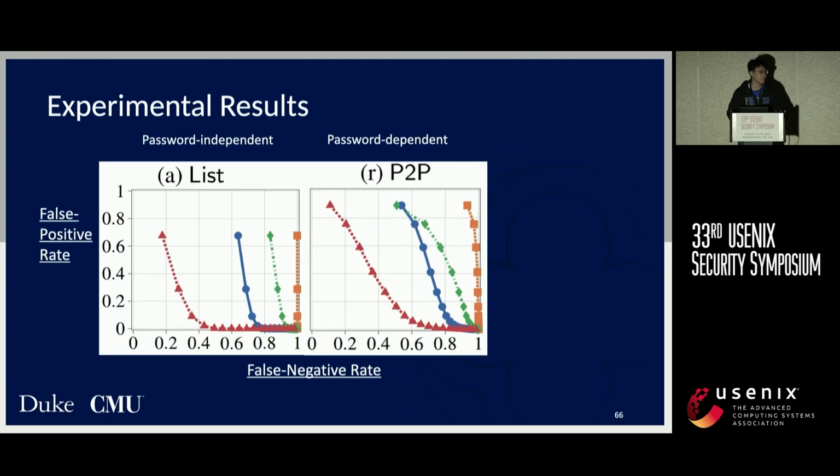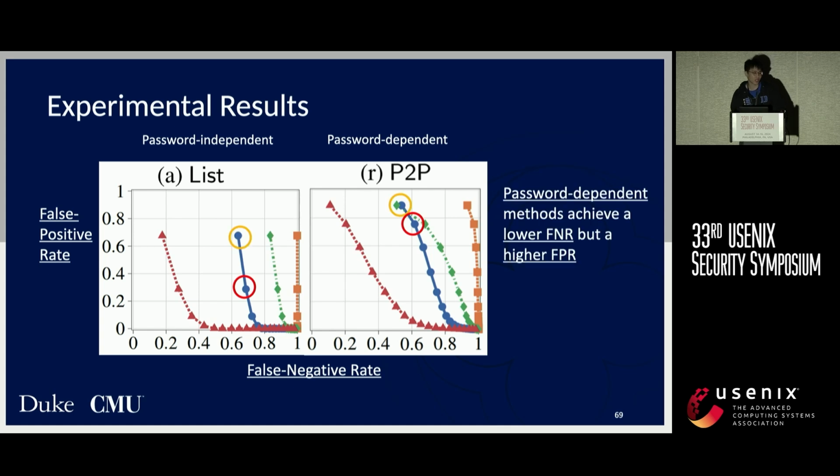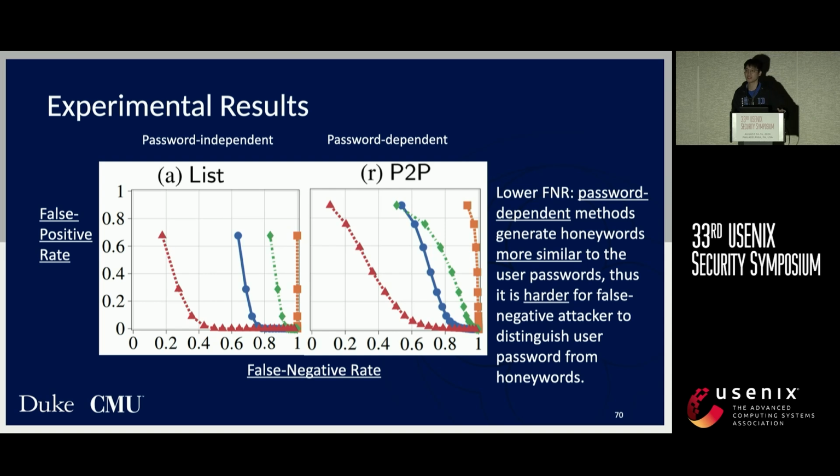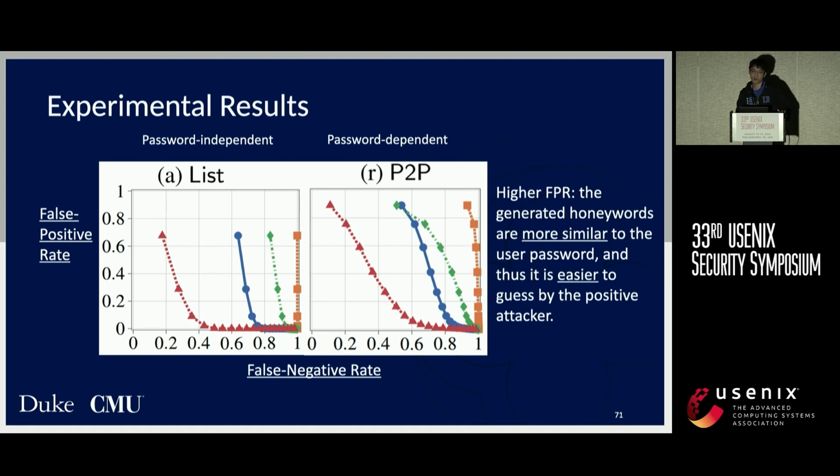If we compare these two methods, one password-independent and the other password-dependent, under the same setting, we can see that password-dependent methods usually have a lower false negative rate but a higher false positive rate. This is because password-dependent methods generate Honeywords more similar to the user password, and thus it's harder for the false negative attacker to distinguish the user password from Honeywords. However, because the generated Honeywords are more similar to the user password, it is easier for a false positive attacker to guess the Honeywords and launch the false alarm.